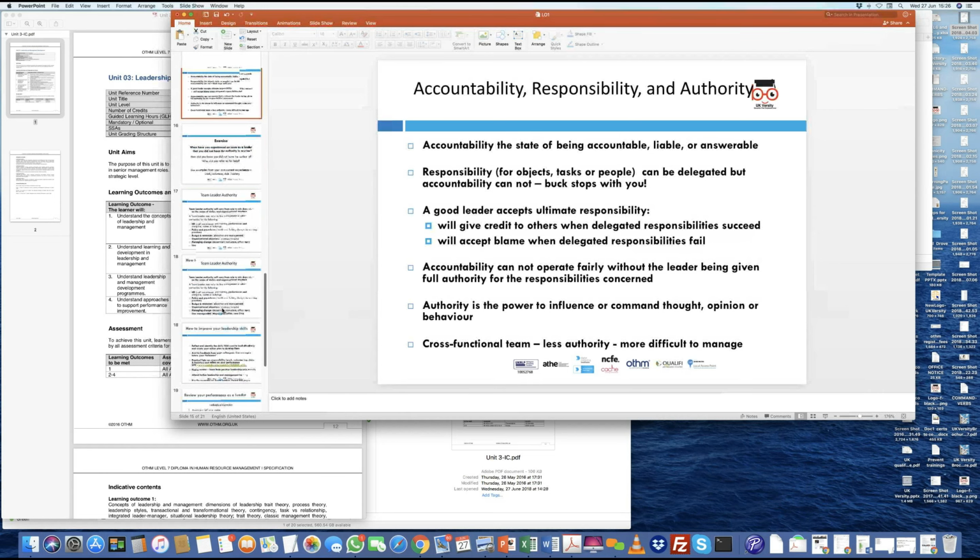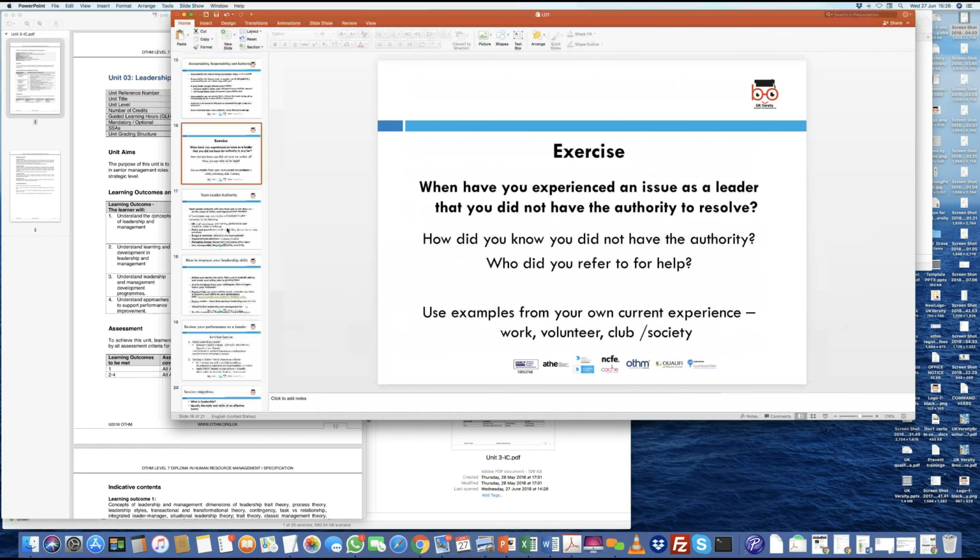Now, again, to understand this concept, what I put together is a bit of an exercise here, saying you think of a situation wherein you have had an issue, but you did not have the authority to resolve it. Can you think of a situation wherein you worked within a company or an organization wherein you worked as a leader but did not have the authority to resolve it, did not have the final say on the decision?